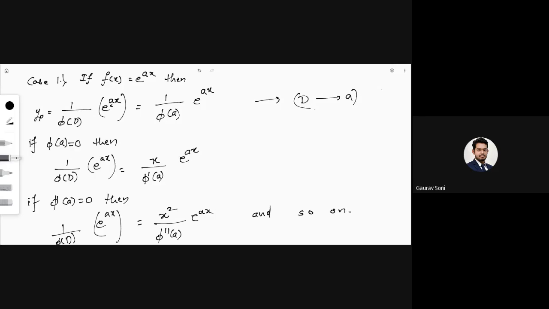So now what is your task? Your task is to remember this rule. If it is e raised to ax, then D is to be replaced by a. If after replacing it becomes 0, then take the derivative of the denominator and multiply the numerator by x. Again, if phi dash of a is also 0, then you multiply once again by x, to get x square, and take the derivative of the denominator. So this is how the rule works.